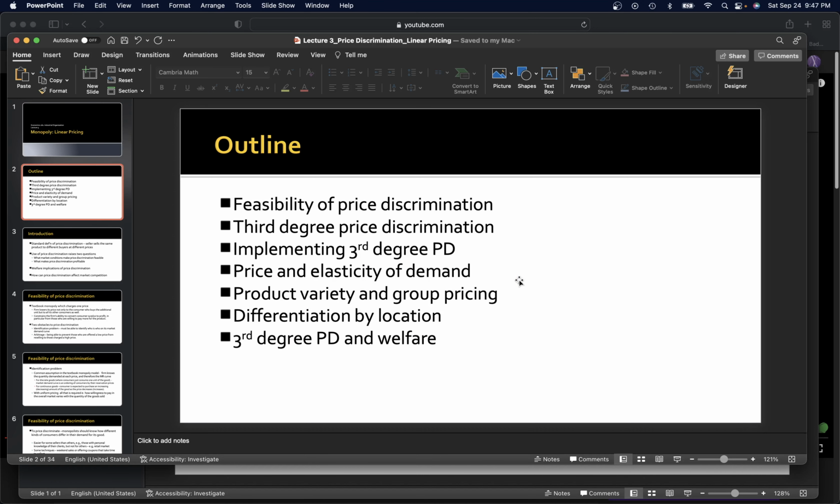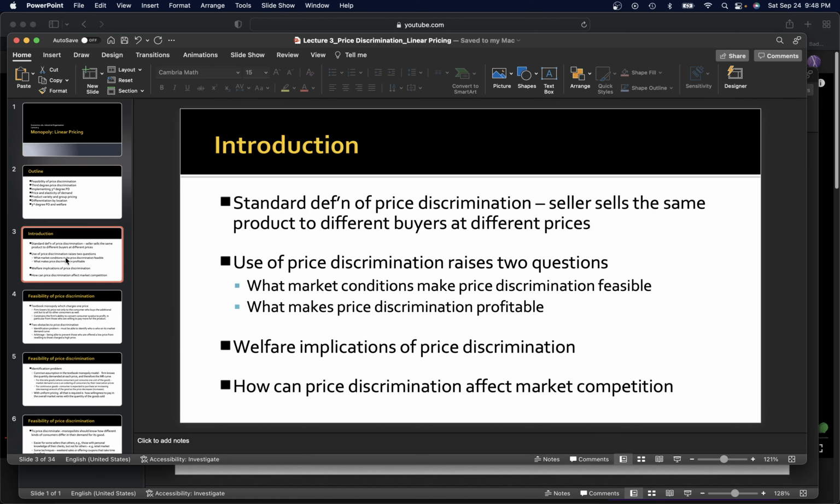So in this case, we will talk first about price discrimination and how price discrimination is something that a firm with monopoly power can execute. Here specifically, we'll be talking about third degree price discrimination. A little bit of an admin note. We will not be discussing everything in these slides. Specifically, I will be skipping product variety and group pricing and differentiation by location. Okay, so let's go to price discrimination.